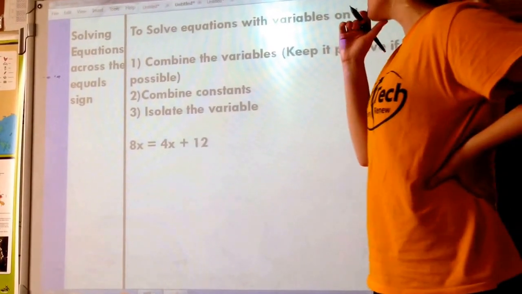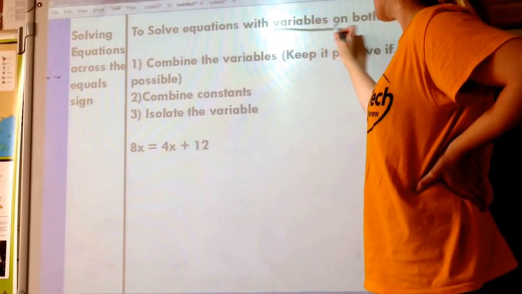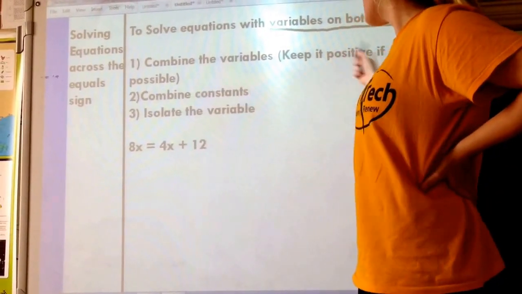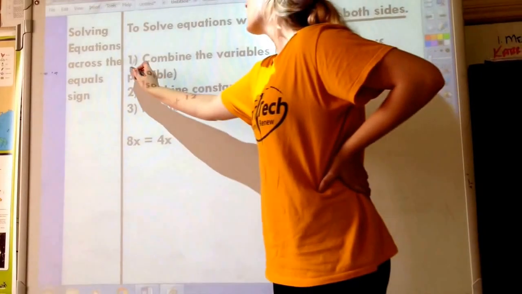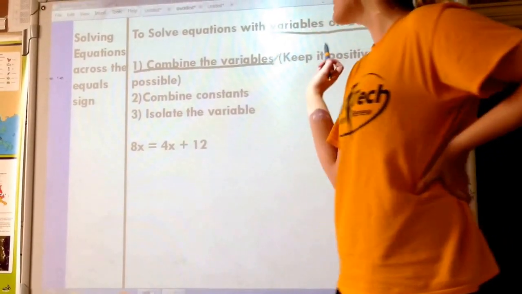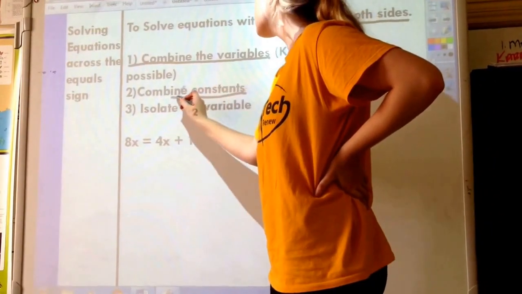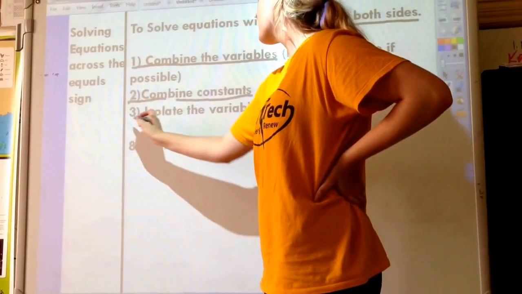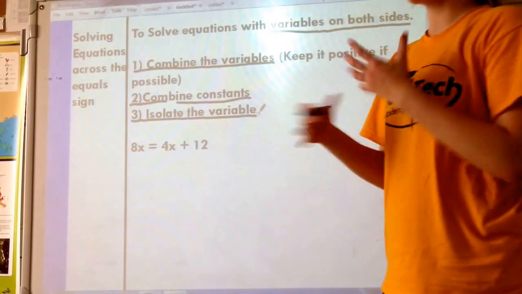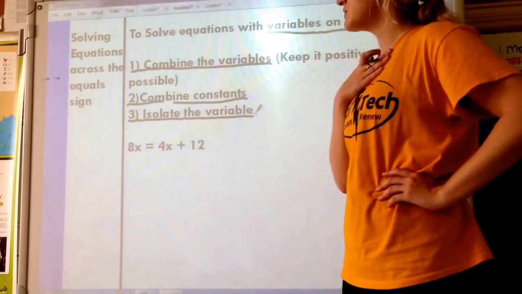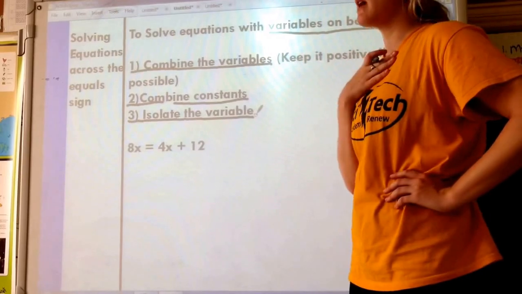In order to solve equations with variables on both sides, we have some steps. Combine the variables and keep it positive if possible. I just want you to write one, combine the variables. Our second step is to combine constants. And then the third is to isolate the variable. And then of course you would solve for your variable from there. And if your problem shows you the distributive property, of course you would do that, but we'll get to that in a second.